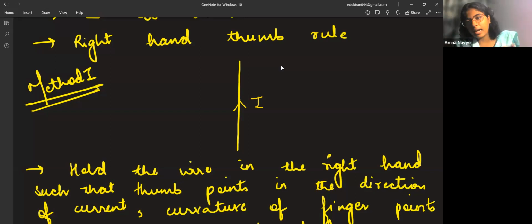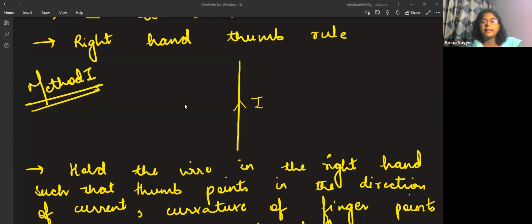The right hand thumb rule basically says: take your right hand and hold the wire in such a way that the thumb points in the direction of current. You can look at the screen, look at my hand also. This is my right hand. Current is upwards, so I point my thumb also in the direction of current, like this. Now the curling of the fingers tells me the direction of the magnetic field.